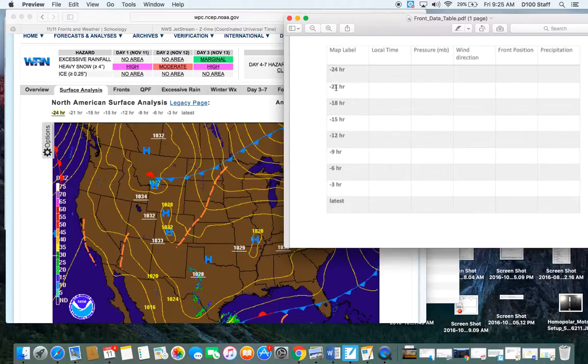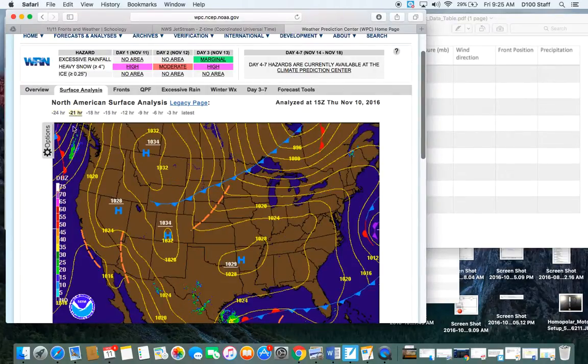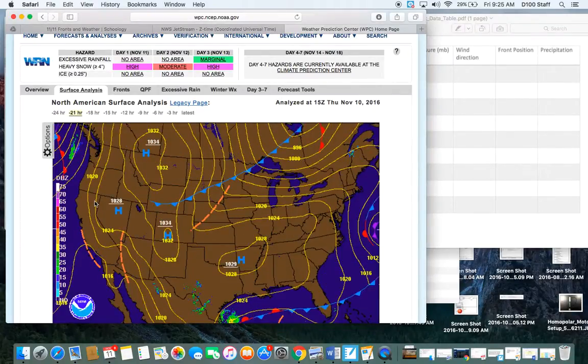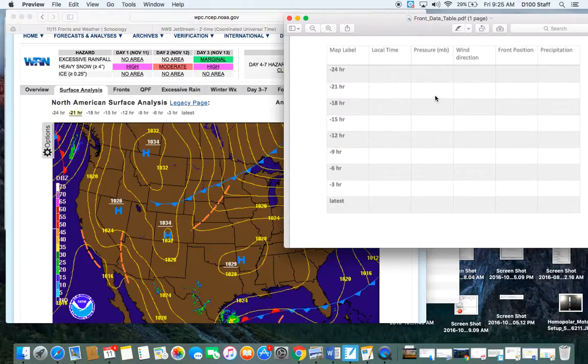Okay, you'll continue that pattern for the next 3-hour increment. So again, you'll say what the local time is. Okay, you'll say what the pressure is in Berwyn at that time. You'll say where the wind direction is coming from, where the front is in relation to Berwyn, and then if there's any precipitation in the area.